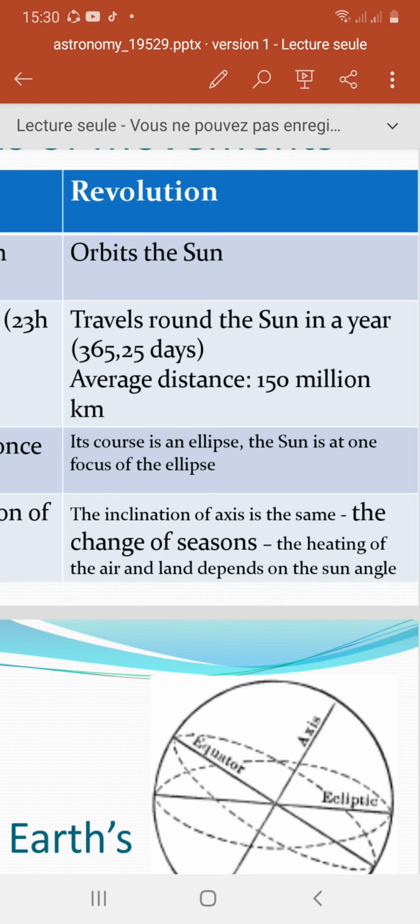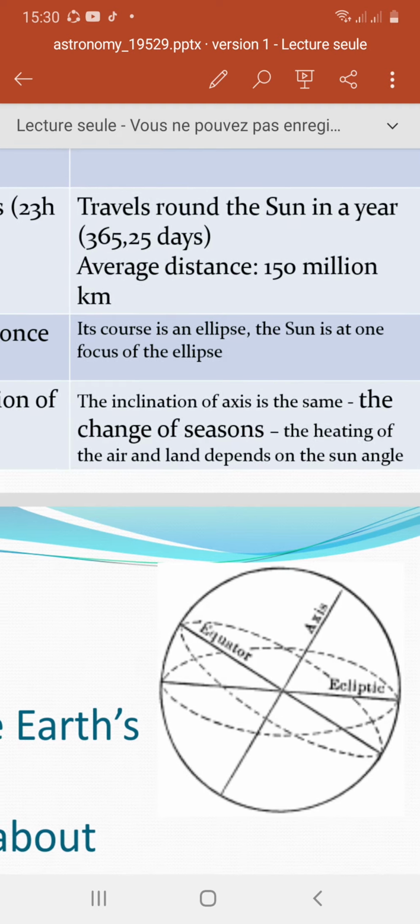It's not exactly 364 days. Now, average distance 150 million kilometer. Its course is an ellipse. The sun is at one focus of the ellipse.